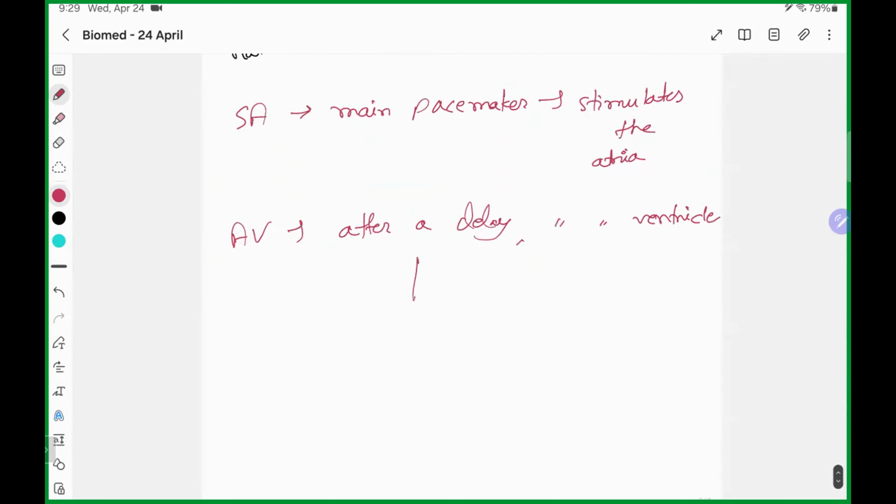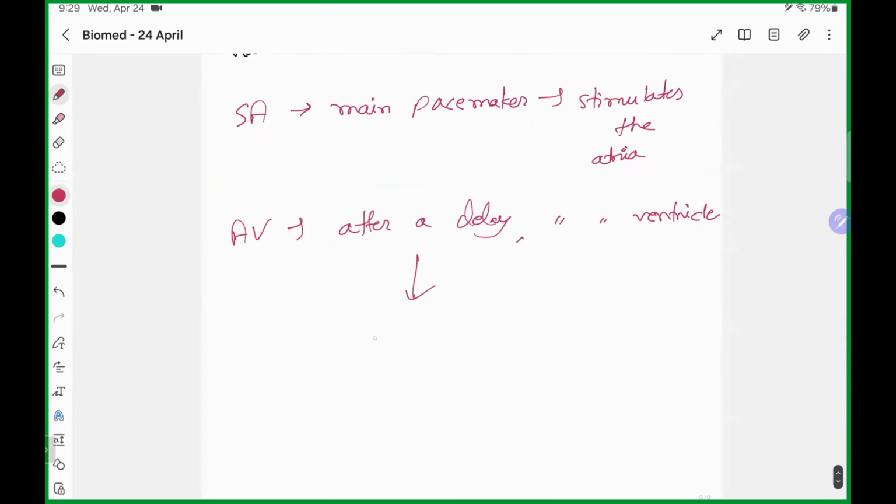And what will happen in this delay? This delay gives time to the atria to empty. So from the atria, blood will flow to the ventricle, and it will take some time. If the SA node or AV node fired at the exact moment, the atria would not have the time to empty its chamber. So after the SA node, the atria will contract, and blood will flow to the ventricle.